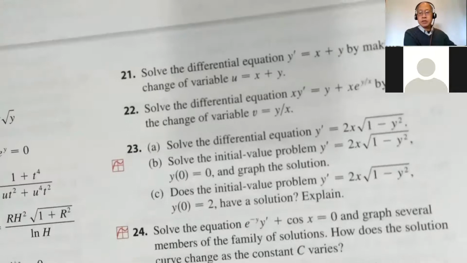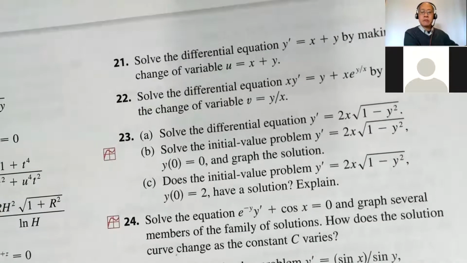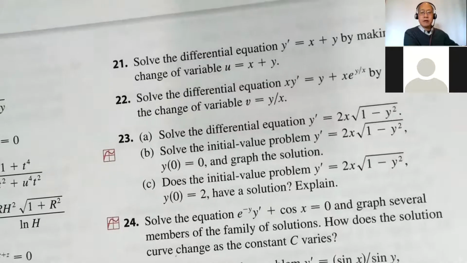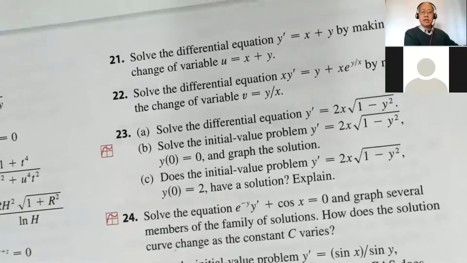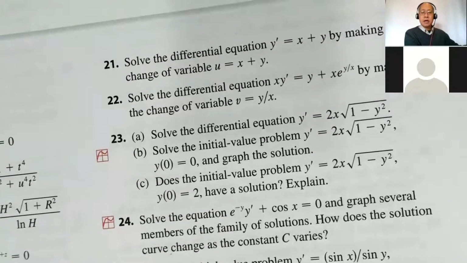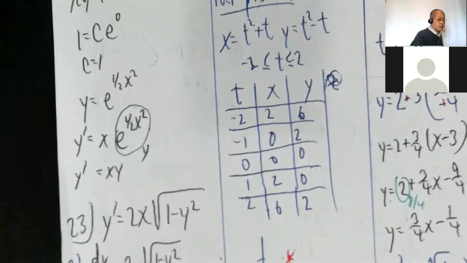Okay, finally 23. And then I was going to be done. Solve the differential equation, blah, blah, blah. Forget the graph. Part B, initial value, y of 0 is 0. C, does the initial value problem, y of 0 is 2, have a solution? Explain. Okay. So what does that mean?